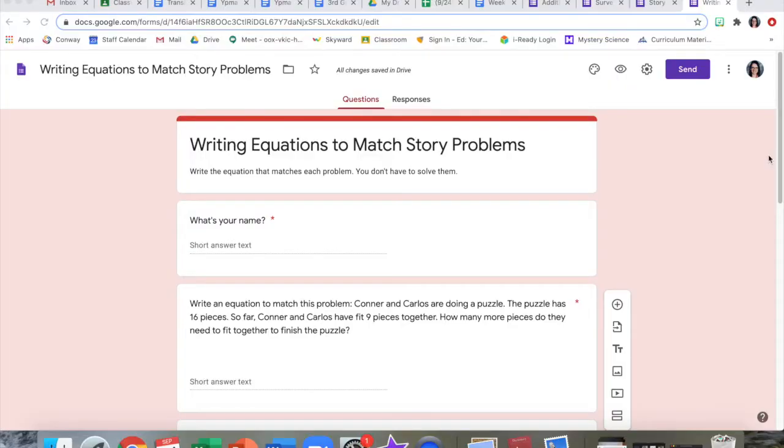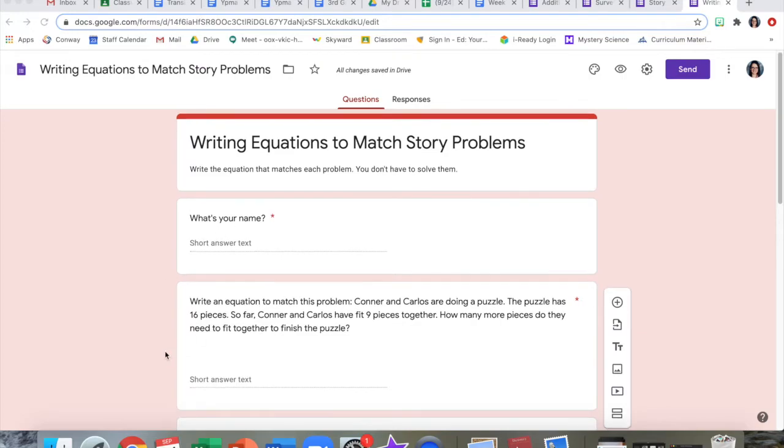I'll show you what I mean. To be writing equations to match story problems. Now, you don't have to solve the story problems. You just have to write an equation that matches the problem. So here's what you do. First, put your name so I know whose answers match with which kid. Okay, so first one, I'll do this one here in the video as an example. You're going to write an equation to match this problem. Now listen to the story and really picture it so that you can figure out whether we're adding or subtracting and what's happening at the beginning, the middle, and the end.